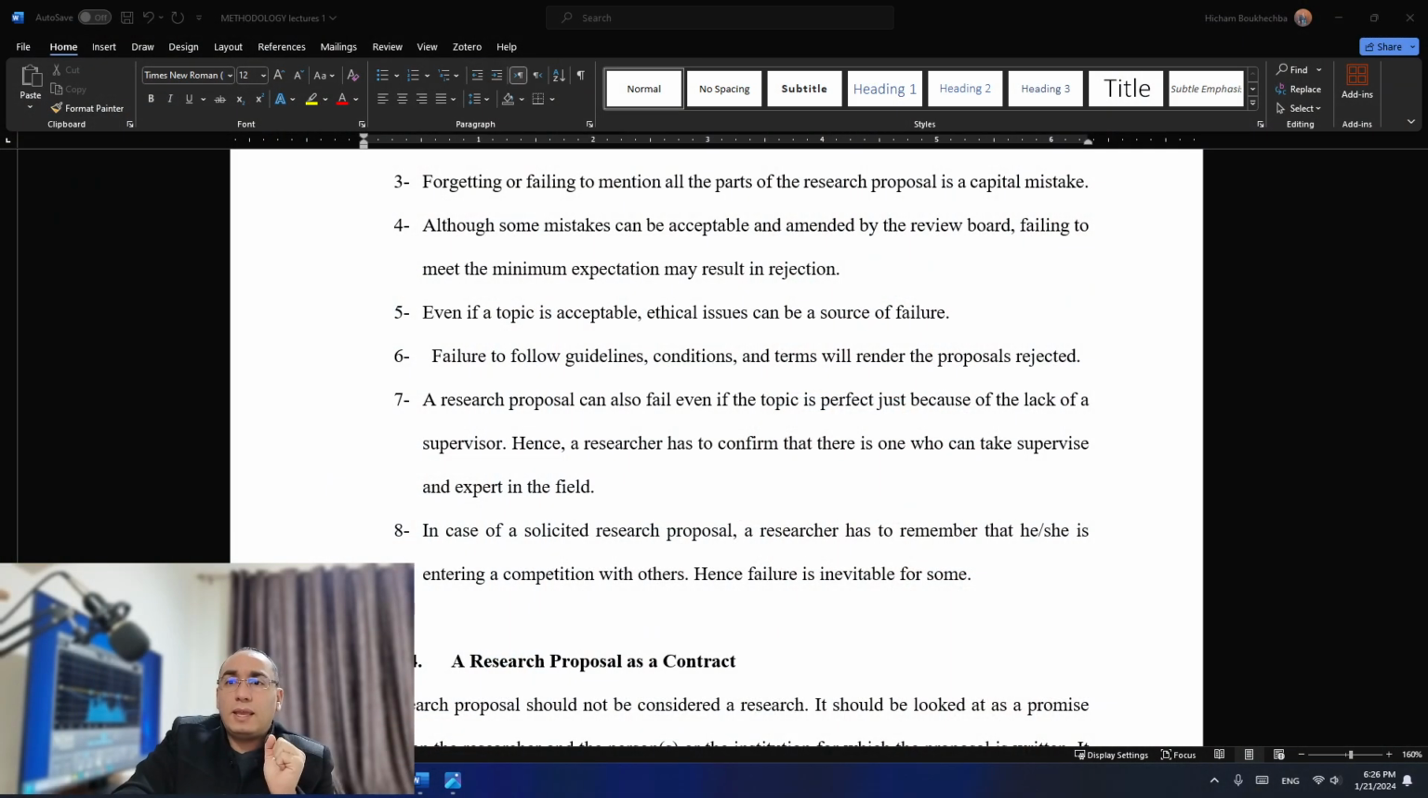Now, in the case of a solicited research proposal, a researcher has to remember that he or she is entering a competition with others, hence failure is inevitable for some. For example, we talked about the Amsterdam scholarship, and you can guess that so many students are going to apply. So some are going to fail. So it's kind of a competition. That's why it's very important that you provide something that is super nice.